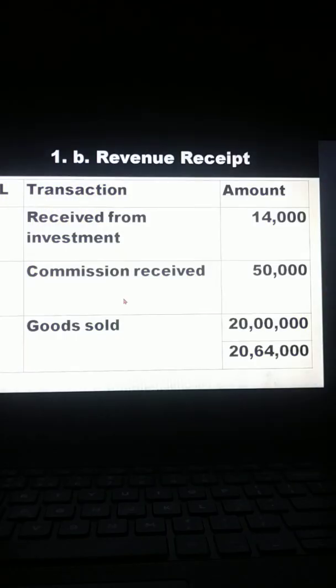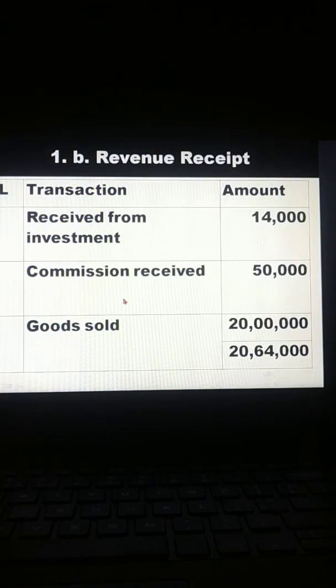Now revenue receipt. Look at revenue receipt. Receive investment, that is revenue receipt, and commission receipt, that is also revenue receipt. Here no subtraction, 4,000 is here also, because the full amount is received, but when there is income, at that time I subtracted in the previous math. And goods sold 20 lakh. So 20 lakh 54,000 is your revenue receipt.